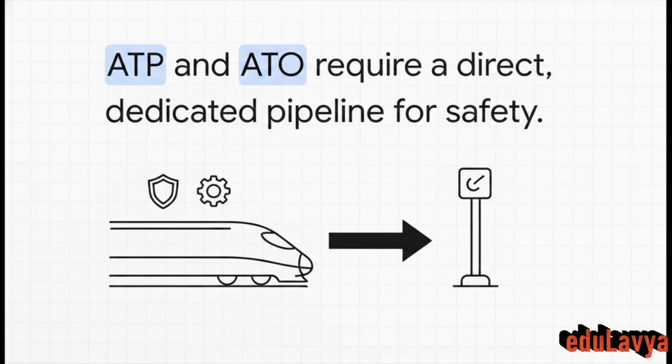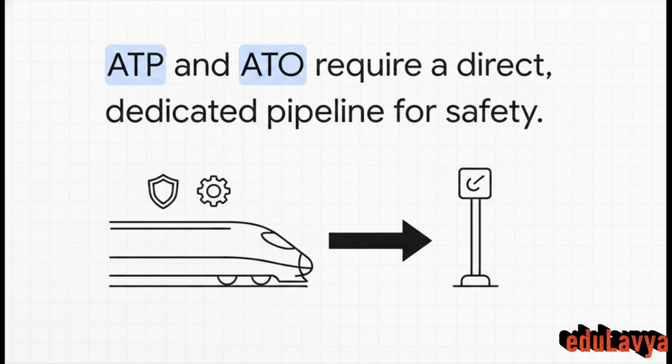The two big ones here are automatic train protection, or ATP, which covers your European standard systems like ETCS that actively prevent collisions, and automatic train operation, or ATO, which handles the automated driving behavior of the train itself. For these systems, you absolutely cannot have data getting bogged down or delayed by bouncing around a wide web of shared network resources. It needs that ultra-fast, dedicated H2H connection.